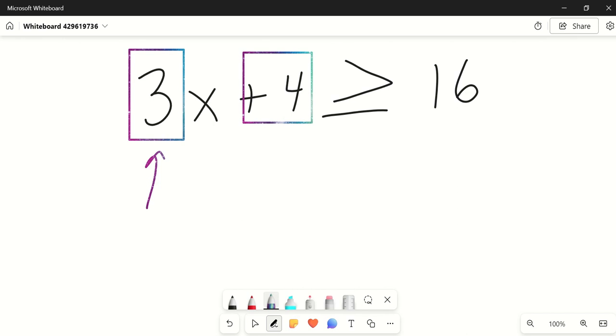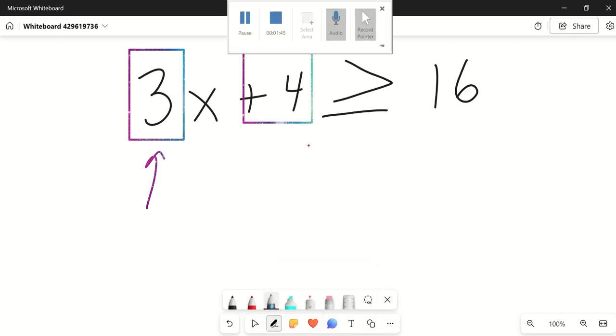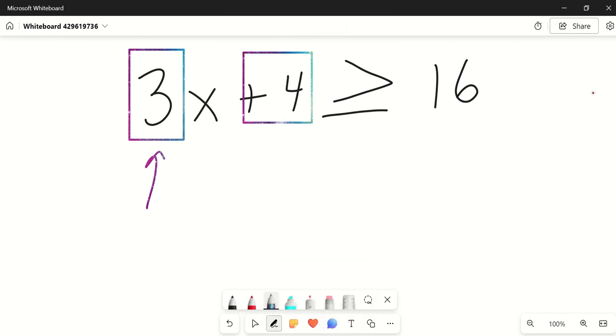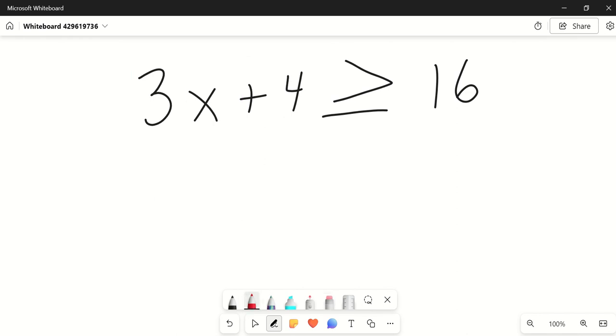So remember, we deal with the constant first. You guys may want to add this into your notes. We deal with the constant first, and then we deal with the coefficient, or if our variable is being divided, we deal with what's happening to the variable.